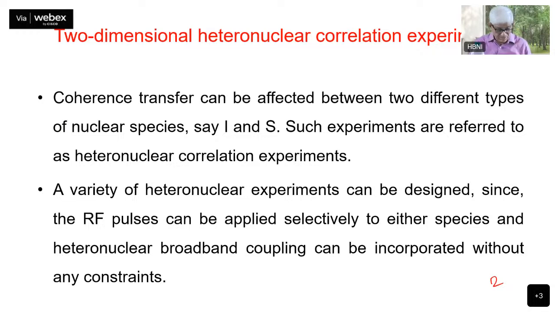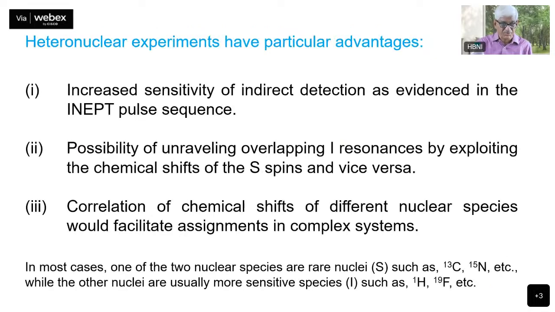Okay, so we had started looking at the two-dimensional heteronuclear correlation experiments. We had done some part of it in the previous lecture, so we will go further from there. We'll start from where we left.